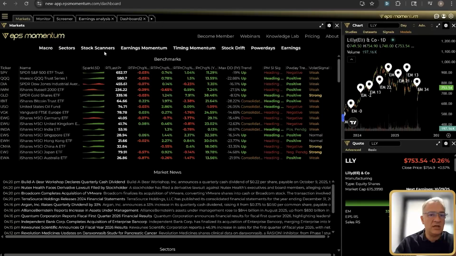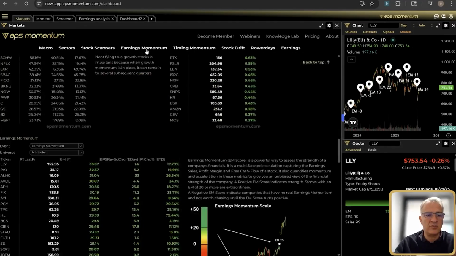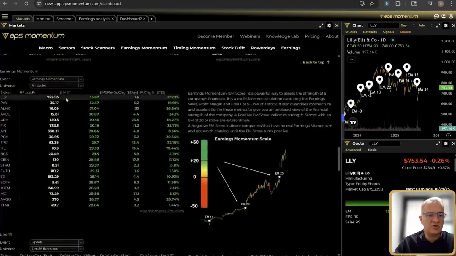So when you land on the platform, you get a choice of looking at macros, sector, earning momentum, timing momentum, and so on. So I can click on earning momentum. I get straight to a list of top 20 names immediately that I can look at. So what is EM? What's that earning momentum piece?